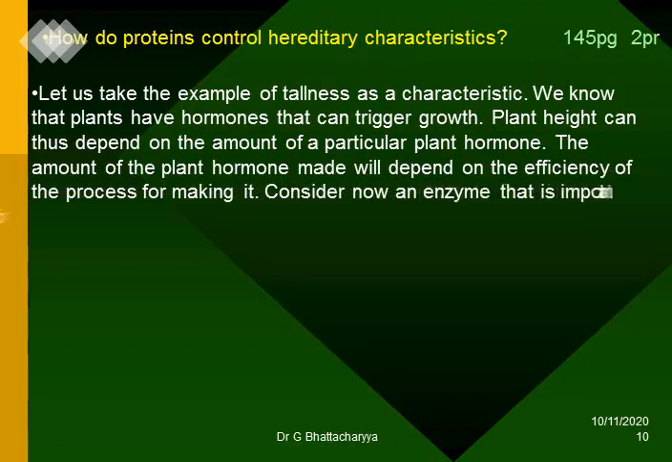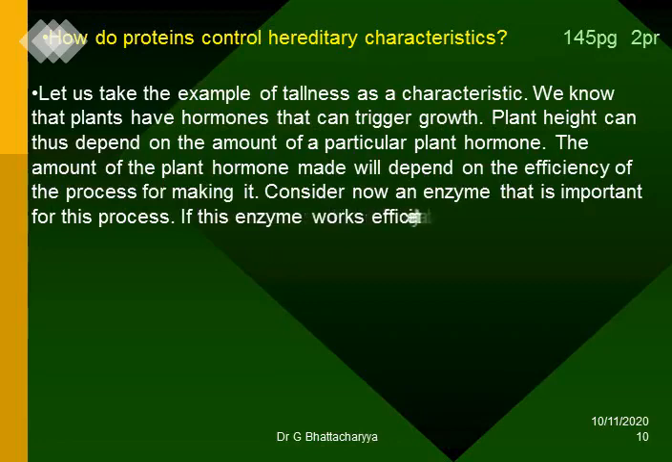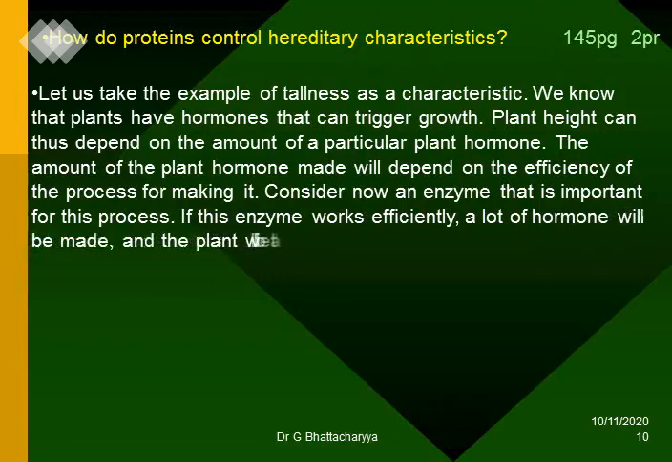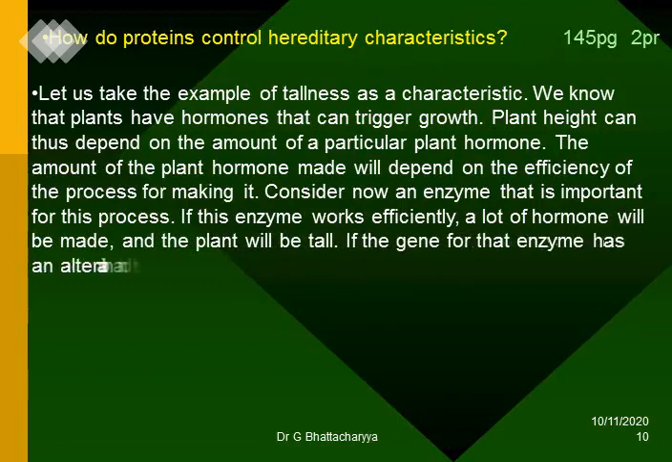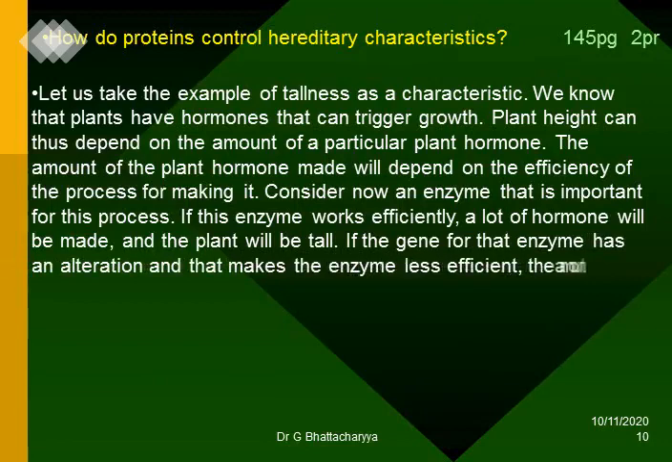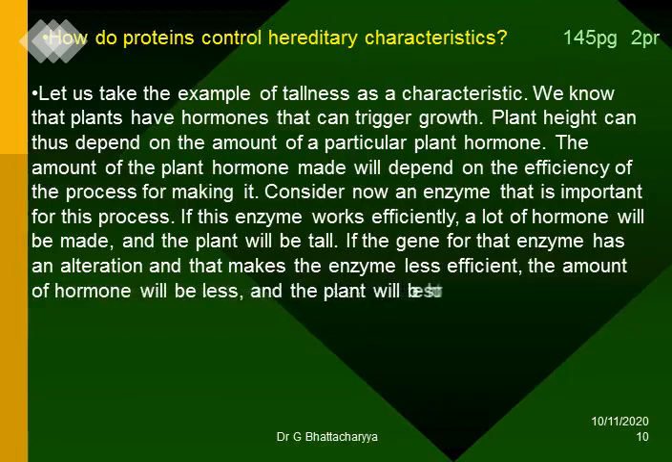Consider now an enzyme that is important for this process. If this enzyme works efficiently, a lot of hormone will be made and the plant will be tall. If the gene for that enzyme has an alteration and that makes the enzyme less efficient, the amount of hormone will be less and the plant will be short.